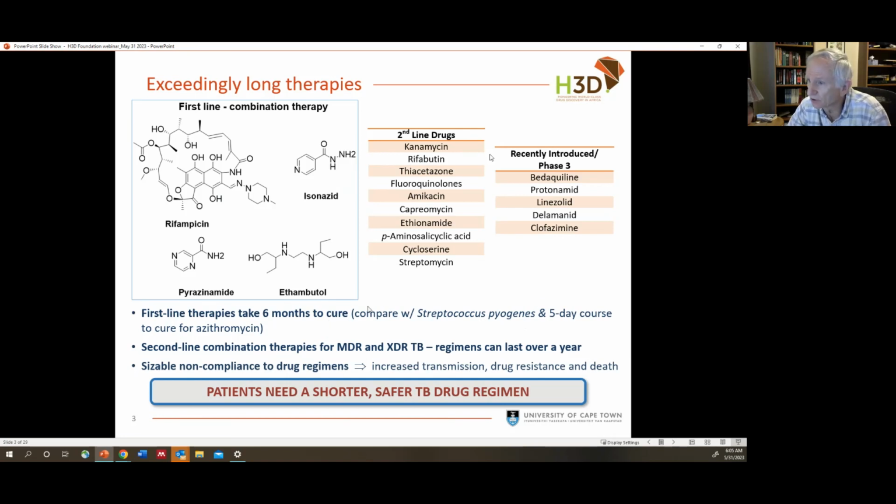There are several second-line therapies, which I'm showing over here in the middle, that are used in various combinations for treating multi-drug resistant TB and extremely drug resistant TB. And these regimens can last for over a year. So TB is curable, but it's very, very difficult to cure. And you can imagine with these long regimens, it's hard to get patient compliance. That's our goal: let's get a shorter, safer TB drug regimen. There are more recent drugs that have come onto the formulary or are in the pipeline in phase 3 clinical trials, and I show them there.